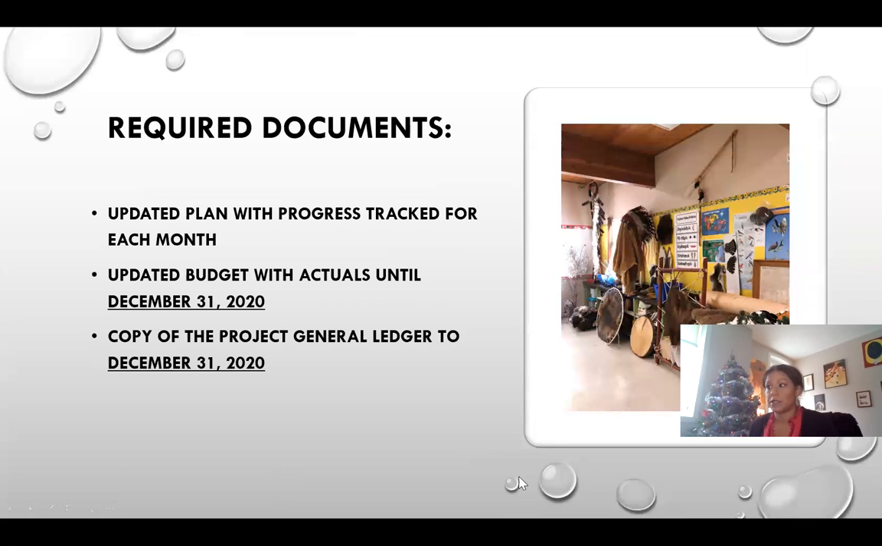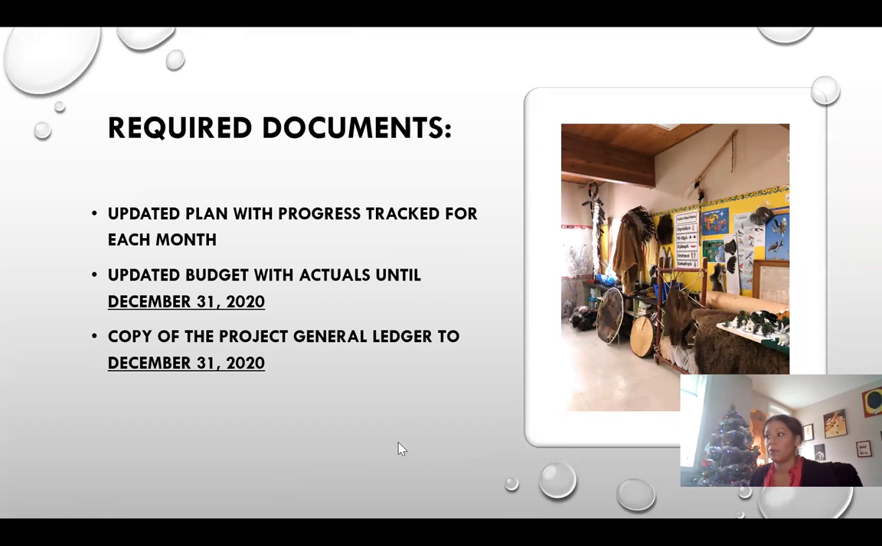The required documents, you're going to need an updated copy of the plan. This is the plan that you were given at the beginning of this process that was connected to the contribution agreement. Section 2 of that was a month-by-month breakdown of what was happening and the plan for each month. Now it's time to go back and fill that out with actuals and what happened. The same thing with the budget.